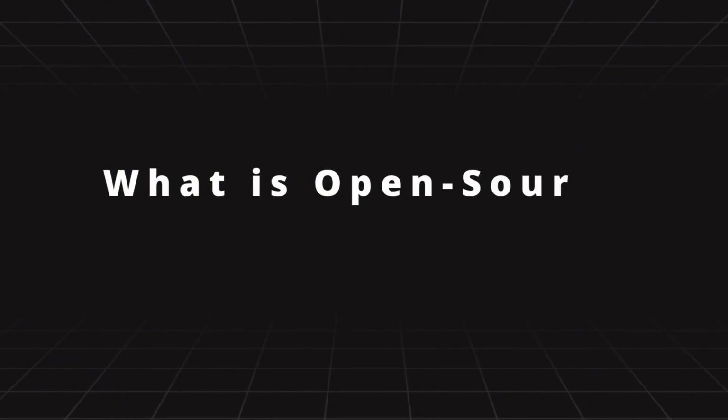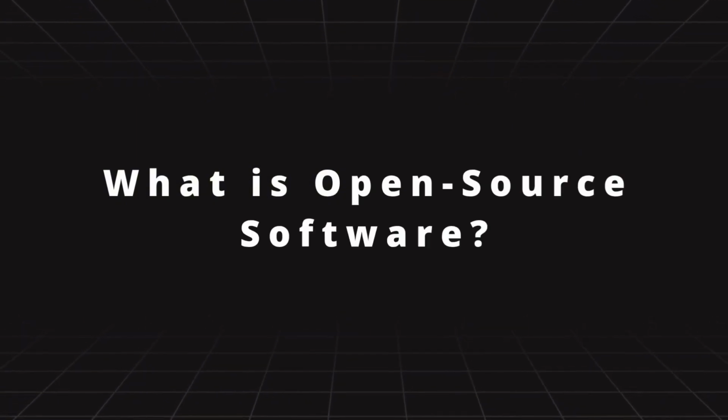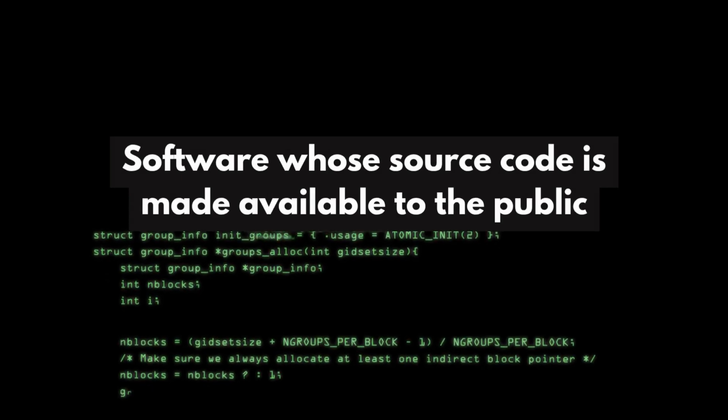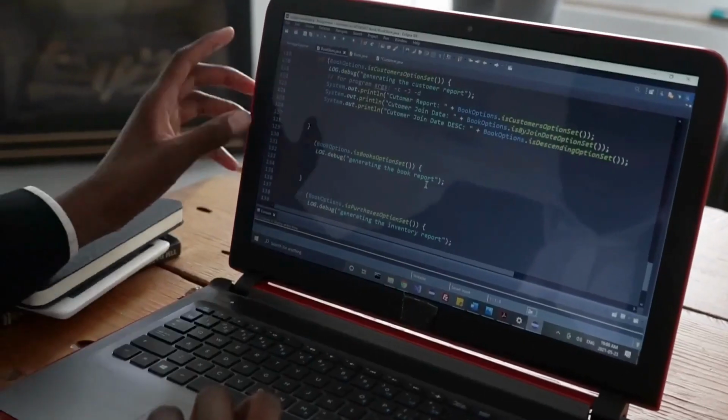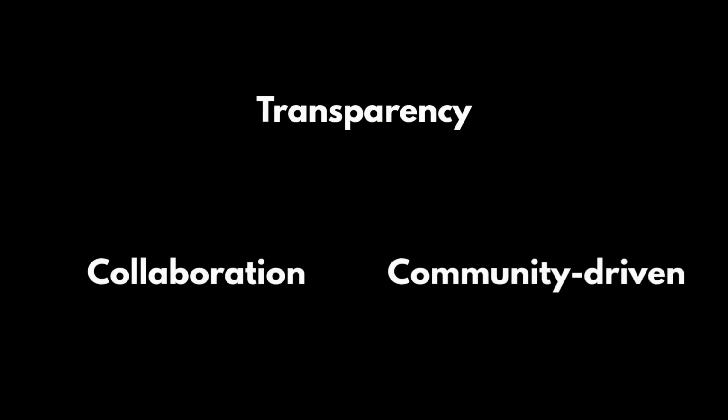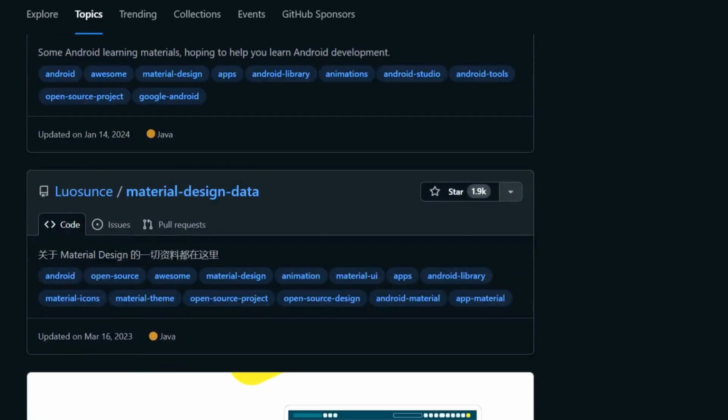What is open source software? Open source software is software whose source code is made available to the public. Anyone can inspect, modify, and enhance it. This model promotes transparency, collaboration, and community-driven development, which is why it attracts many programmers around the world to an open source project.